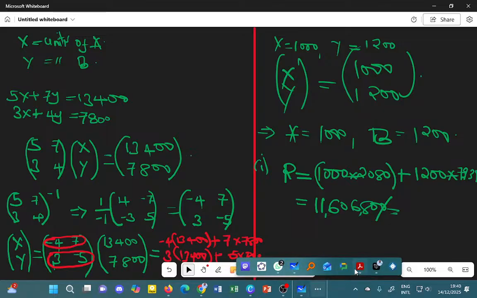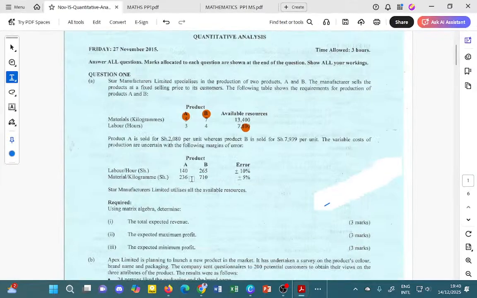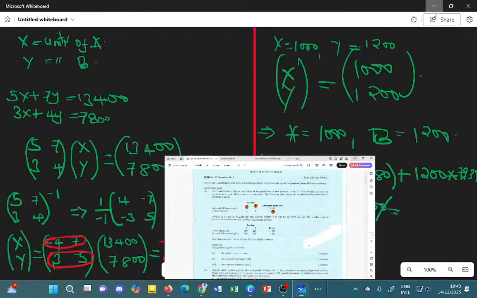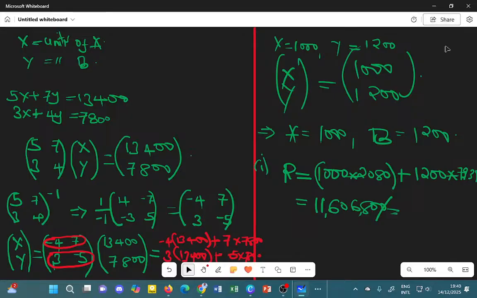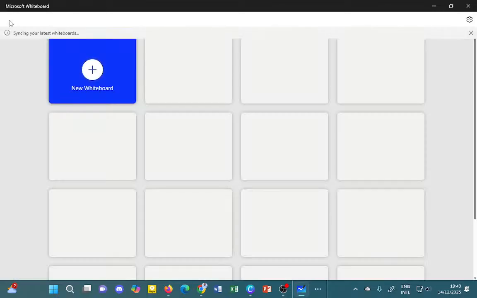So we see in the question here, we are given that the variable costs of production are uncertain with the following margins of error. So we have 140, and then we have 265, 236, then 710. So what we would do then to get per unit variable cost, because that's the next thing that I need to get, is now just a moment.